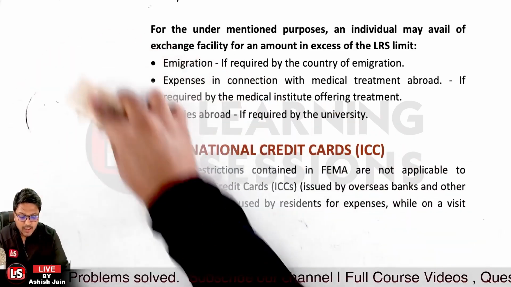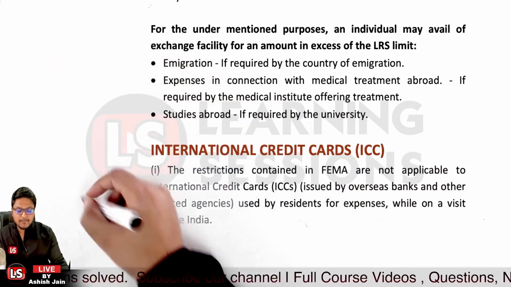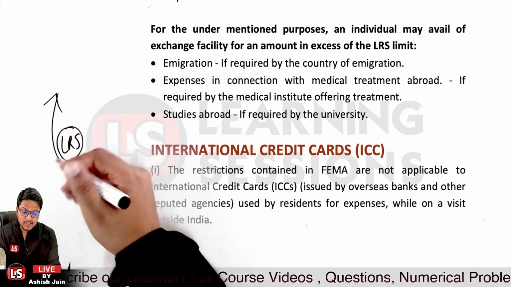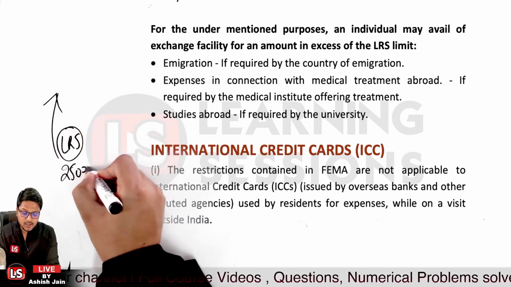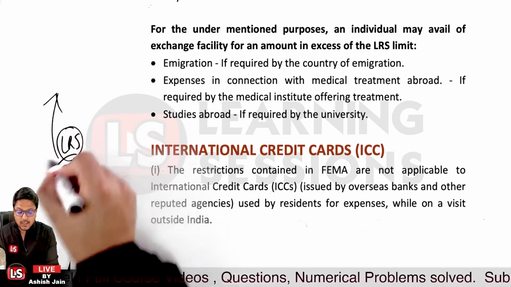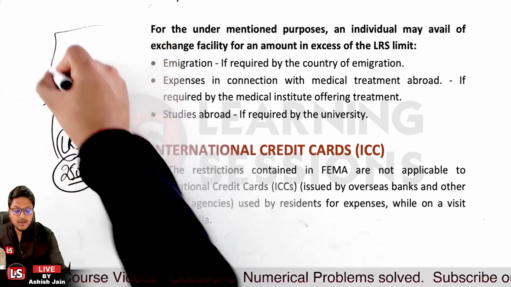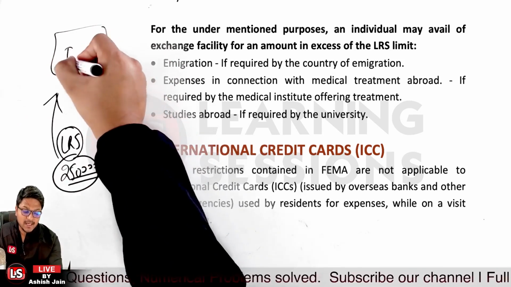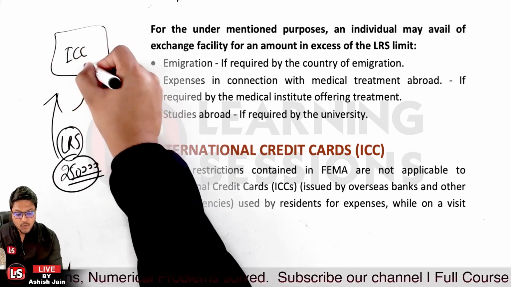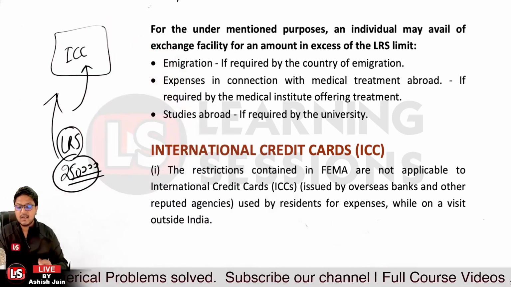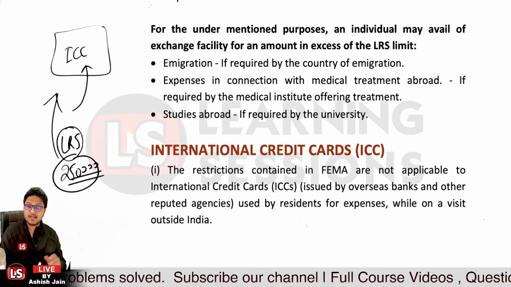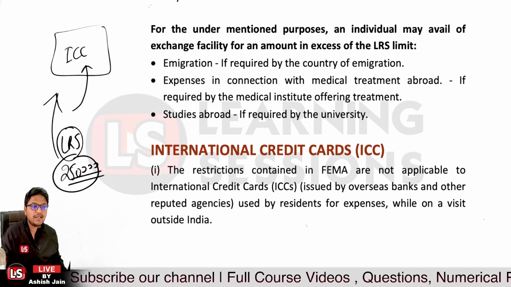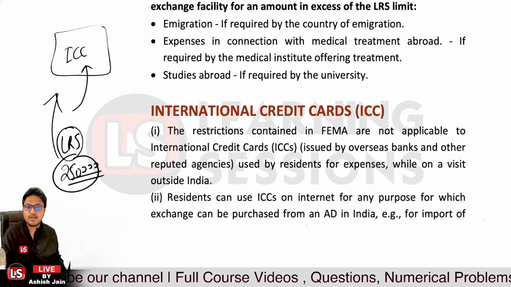I just told you that it's related to when you are going to visit abroad, and as per the LRS, you can actually remit an amount of only 50,000 USD. Okay, but if a foreign country bank over there or a reputed agency over here has issued an ICC, and you're going to spend more over here using this ICC, in that particular case, that part is not covered under FEMA. There is no restriction related to that. That's a quite important point to understand.